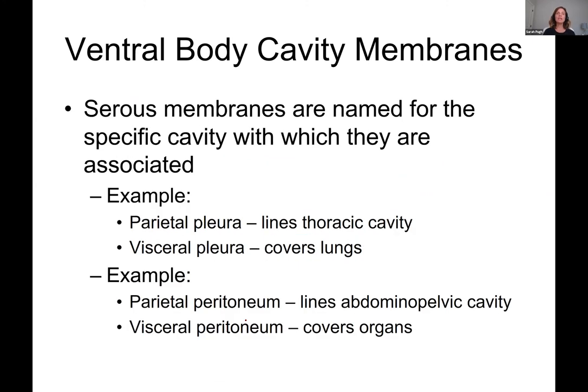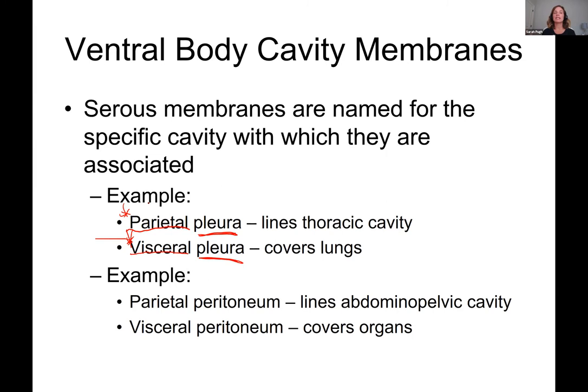So an example would be, instead of calling it a parietal serosa, we might call it parietal pleura when we're talking about the one that lines the thoracic cavity, the one that is found in the pleural cavity where your lungs would be found. Or we call it a visceral pleura. Okay, we took the word serosa off and replaced it with pleura because now we're talking about the lungs.